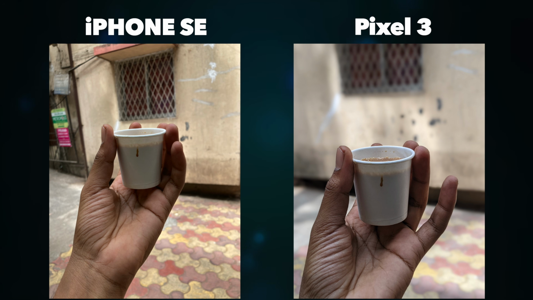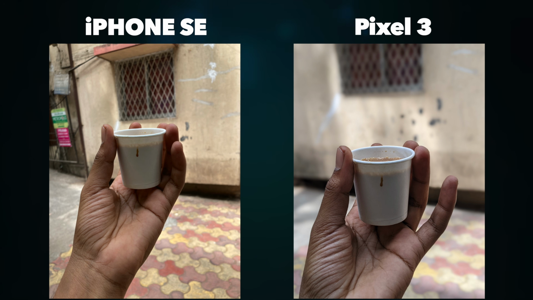In portrait mode, iPhone SE only gives you proper portrait mode if there is a human subject in the picture. Whereas with Pixel 3, it doesn't matter whether it is an object or a human subject, it will give you that blurry background. As you can see in the next image, this is taken from the portrait mode of both these devices. iPhone SE will give you that warm effect, as you can see in the picture, and Pixel 3 will give you that cool effect.